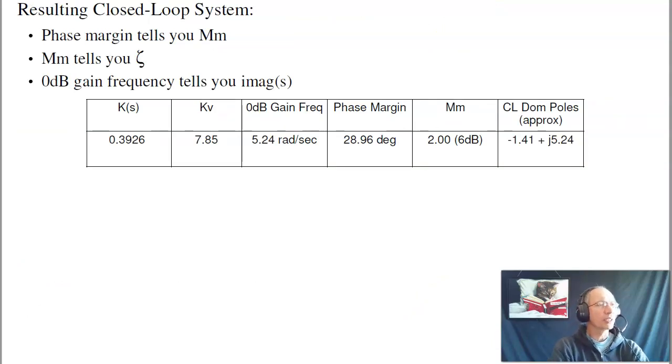The resulting closed loop system then is I've got K of S, just the gain K. I've got the resonant frequency. I've got the phase margin, and the resonance, which is actually going to be a little bit higher, and the closed loop dominant pole. This one I get from the 0 dB gain frequency. The complex part of the dominant pole is roughly the 0 dB gain frequency. The real part comes from zeta. M sub m tells me zeta, which tells me the angle of the pole, which tells me the real part.